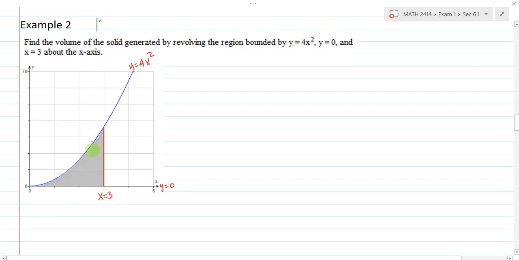So I've got the region that we've got bounded between these three functions, 1, 2, 3. I've got this region shaded gray already. We want to revolve it around the x-axis, so there's my axis of revolution.